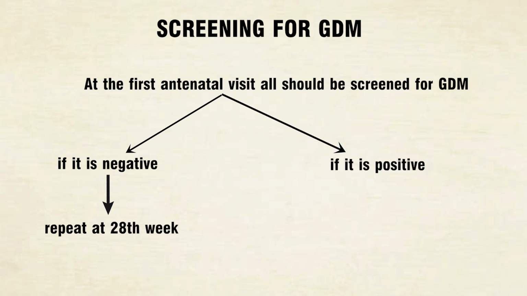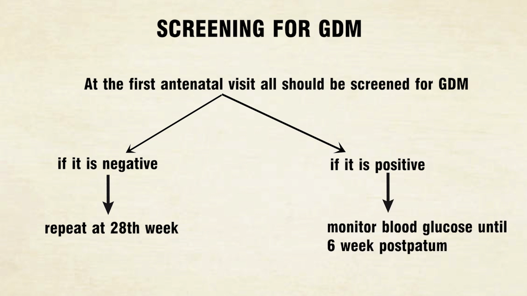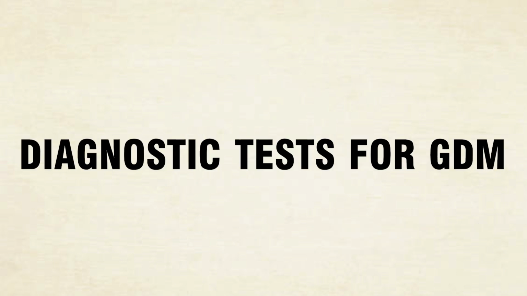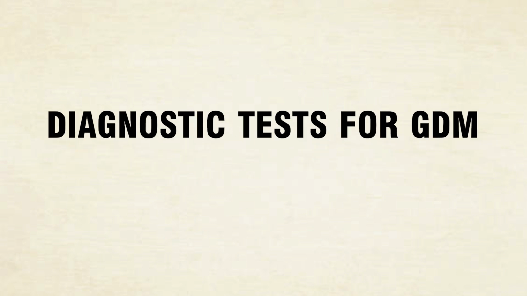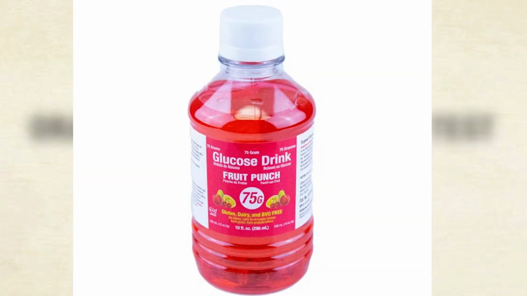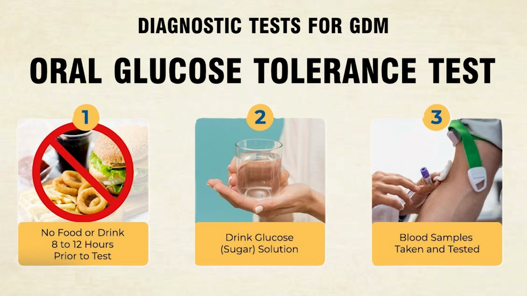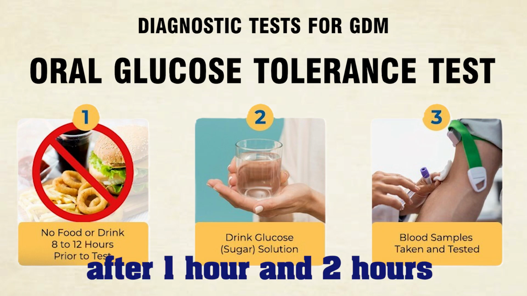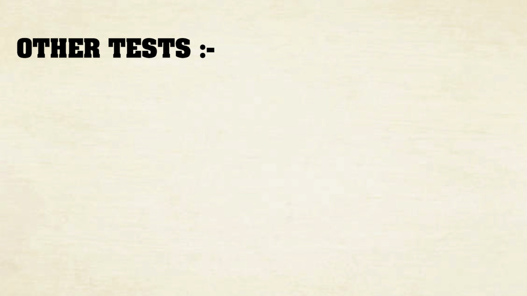If GDM is diagnosed, follow-up monitoring is essential, and women should be screened again 6 weeks after delivery to assess for the development of type 2 diabetes. Diagnostic tests for gestational diabetes. The oral glucose tolerance test is the gold standard for diagnosing GDM. It is typically performed using 75 grams of glucose, with blood glucose levels measured at fasting, 1 hour, and 2 hours after ingestion. Other tests include fasting blood sugar.